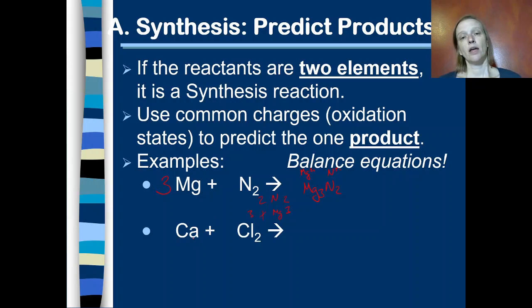With calcium reacting with chlorine, I see that we've got an element and an element, so I think, okay, this is a synthesis reaction. Calcium forms ions with a charge of +2. Chlorine forms ions with a charge of -1. How do those come together? CaCl2 is the correct formula for calcium chloride. And this is in fact already balanced as it stands. There's 1 calcium on each side and 2 chlorines on each side. So we're all set.